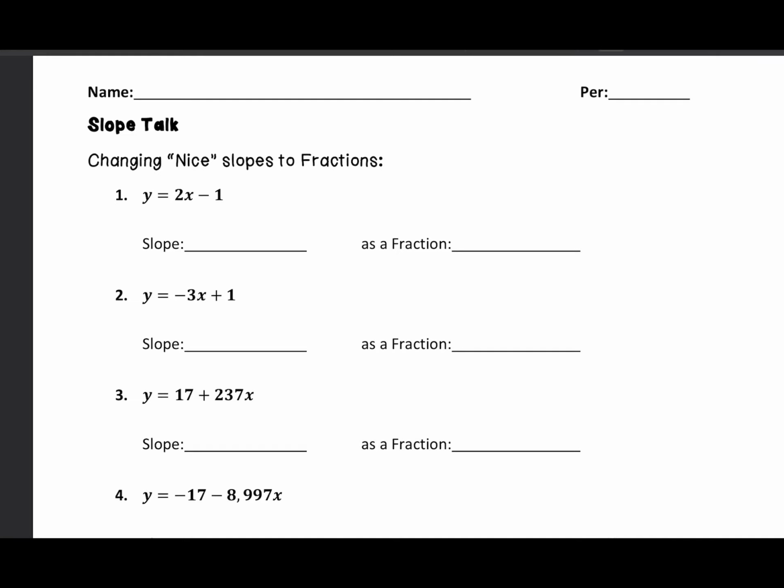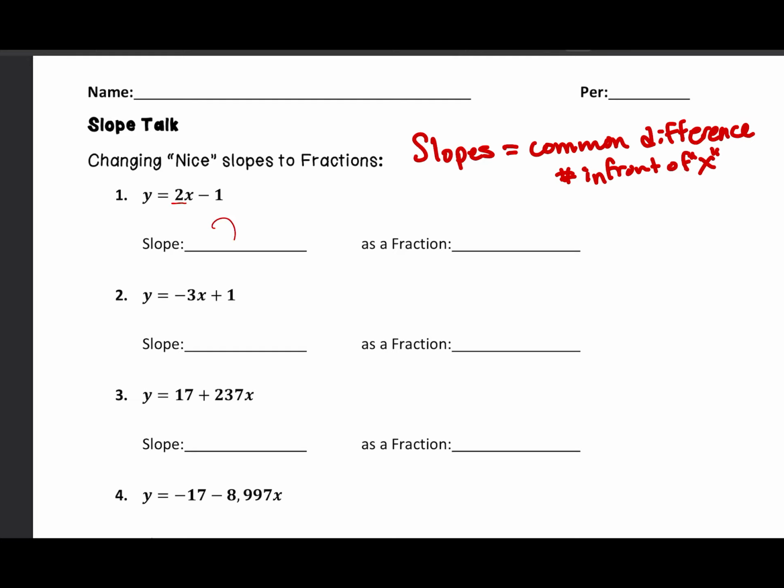Now remember, slopes are equal to our common difference, which, if you're looking at an equation, is the number in front of x, okay? So looking at this here, we have y equals 2x minus 1. 2 is my slope. To rewrite it as a fraction, to write any nice number as a fraction, you would just put it over 1, okay? That's it, you put it over 1.